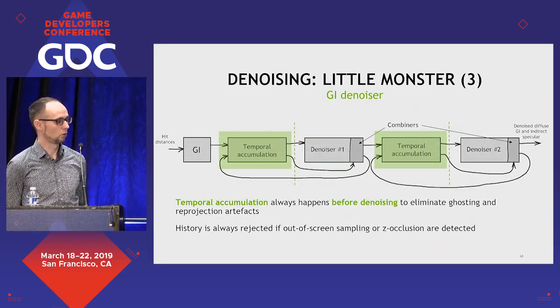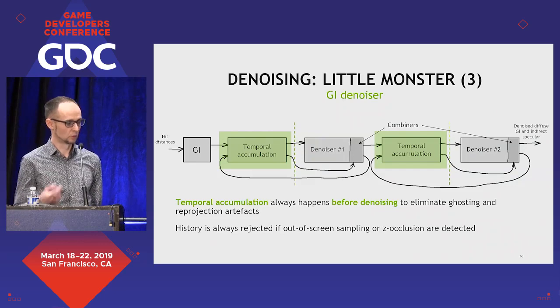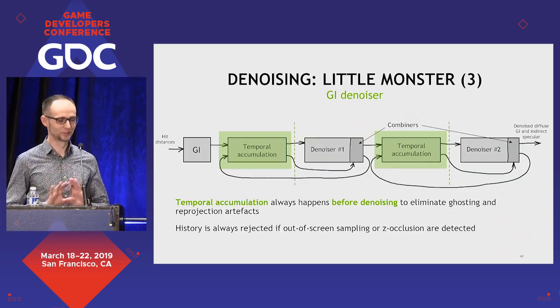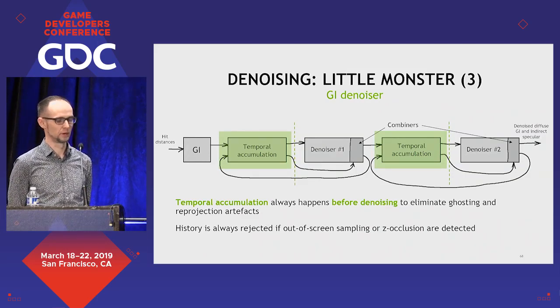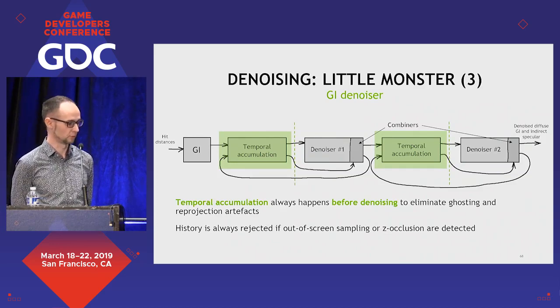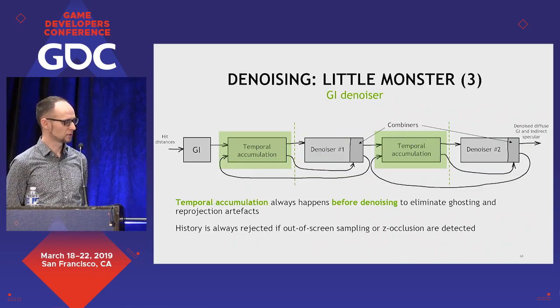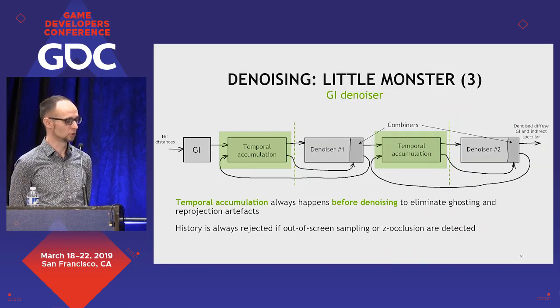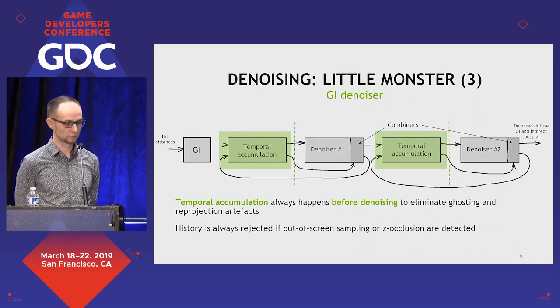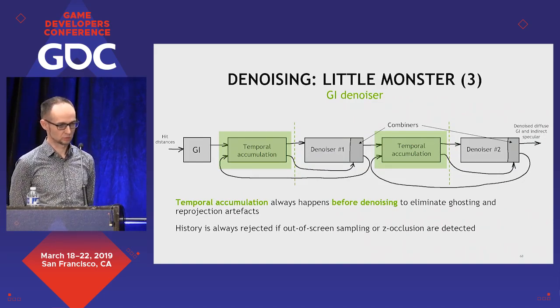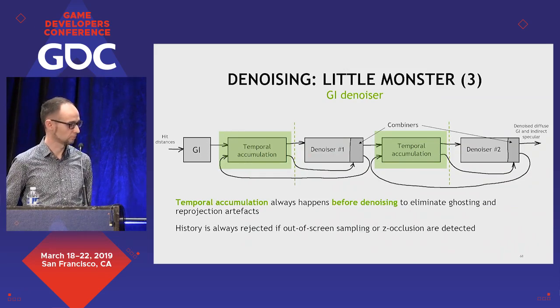Temporal accumulation always happens before denoising to eliminate ghosting and reprojection artifacts. Why? Because the denoiser just blurs out all problems. Also, accumulation greatly reduces variance, which leads to a reduced radius of denoising, of course, and improves performance. Probably good advice, at least based on my experience: don't cheat with history. If occlusion is detected or sampling is out of screen, then just reject it. It's a bad idea to use it in this case.